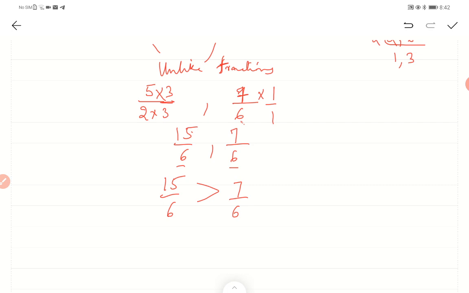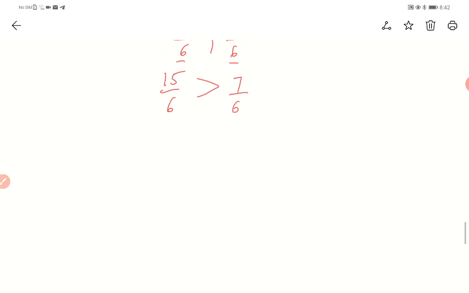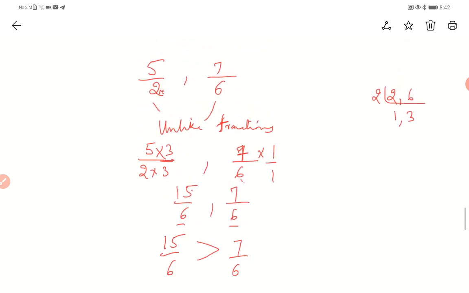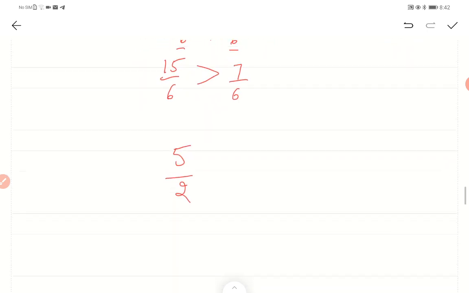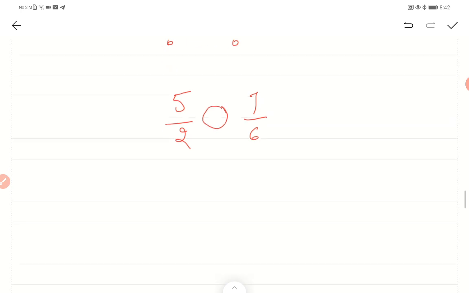Okay, this is how you do it for your unlike fractions. See, the easy method you have is one more method I will show you, which is called the butterfly method. So we had two numbers, 5 by 2 and 7 by 6. Let's have a bubble in between them. This is the first step you will do.